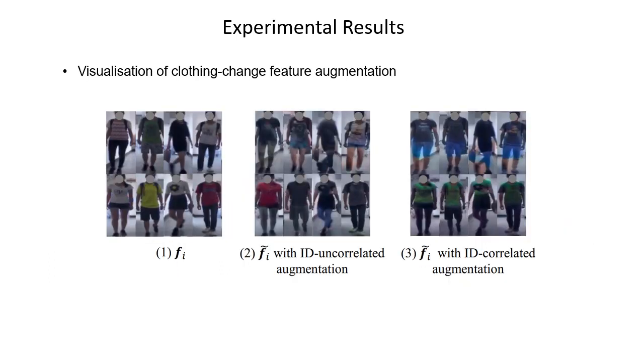This figure shows the visualization of the clothing change feature augmentation by some generative method. Without the ID correlated augmentation strategy, all the clothes are randomly changed into different clothes. The ID correlated augmentation strategy can put on different clothes for the same person and the same clothes for different persons, thus enlarging the intra-ID clothing variations and reducing the inter-ID clothing variations.